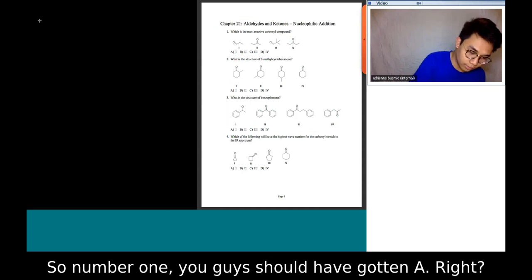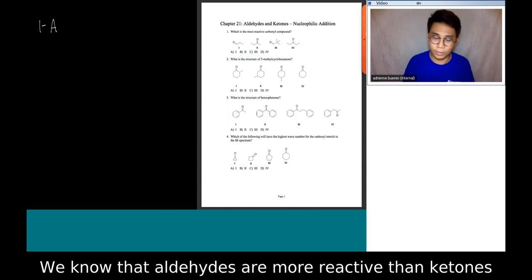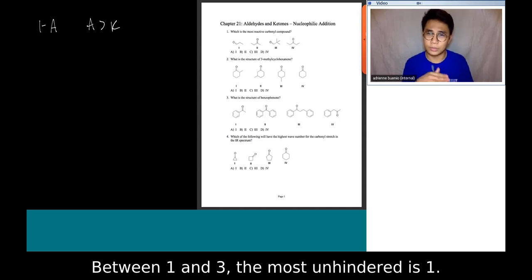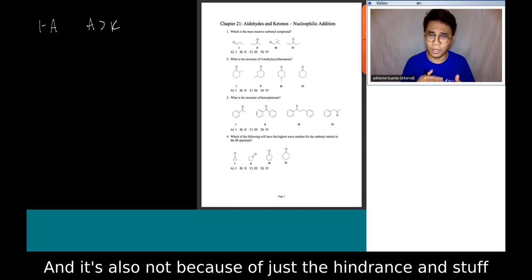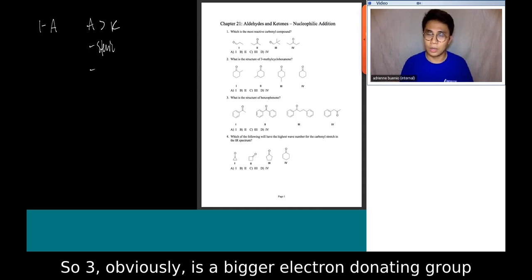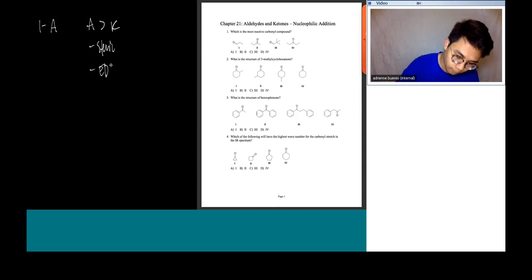So, number one, you guys should have gone A, right? Which is the most reactive carbonyl compound. We know that aldehydes are more reactive than ketones, because aldehydes are, in general, not as hindered. Between 1 and 3, the most unhindered is 1. And it's not just because of the hindrance, it's also because of the donating groups, right? So 3 obviously has a bigger electron donating group than the ethyl group in 1. And I guess you could say electron withdrawing group, right?